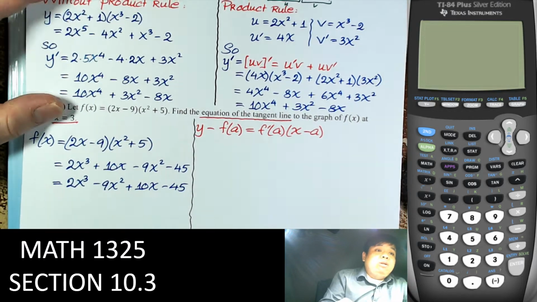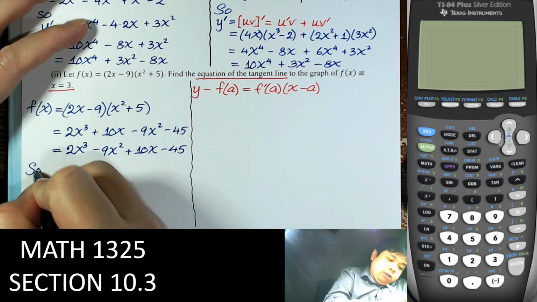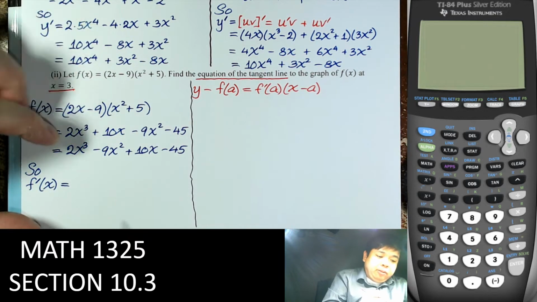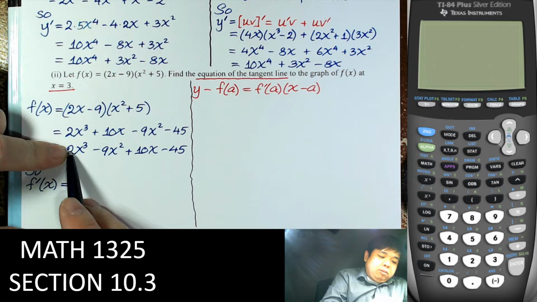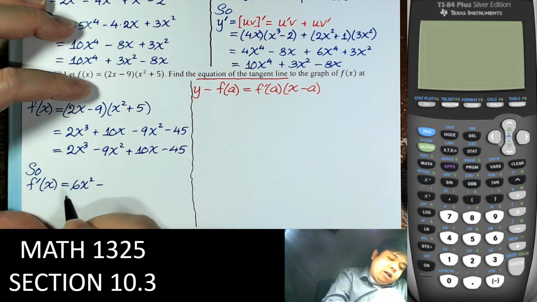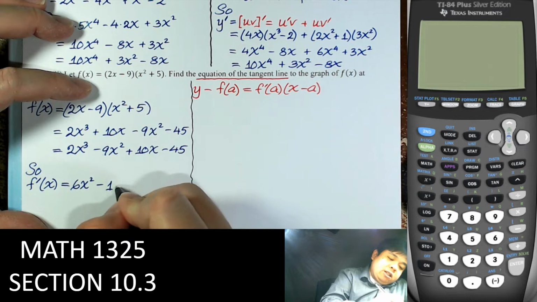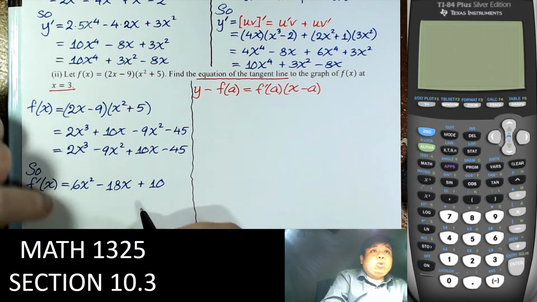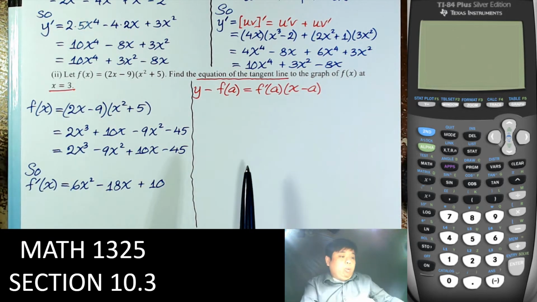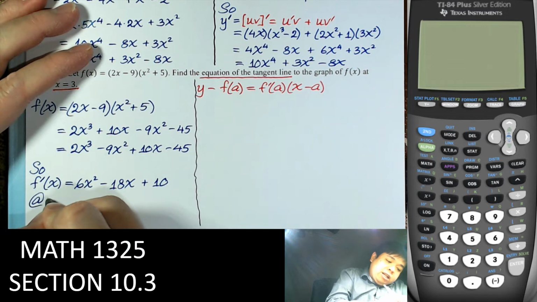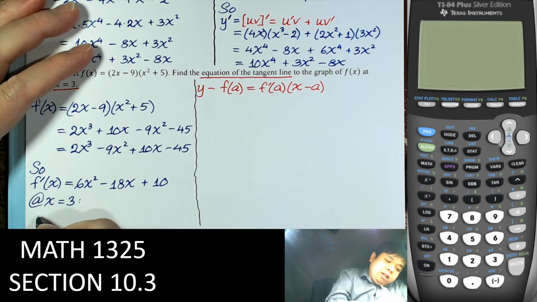Now we take the derivative. 2 times 3 will be 6x squared, 9 times 2x is 18x, plus 10. So we have the function, we have the derivative. We have the point at 3, so we will evaluate at x equal to 3 the function at 3. I'm going to put 3 in here.